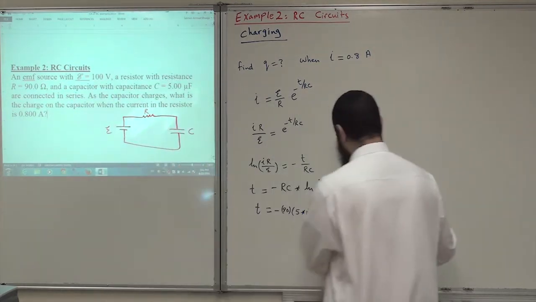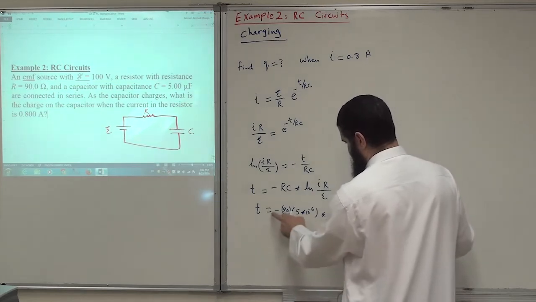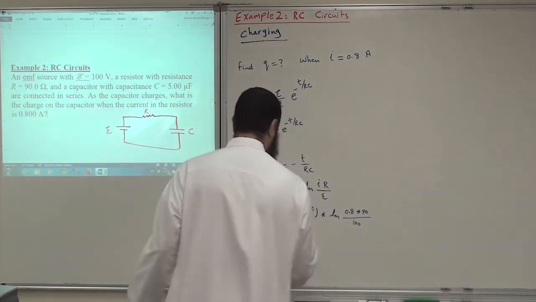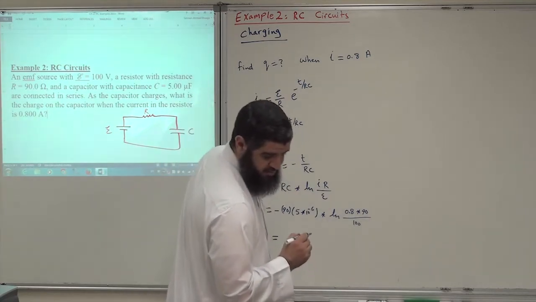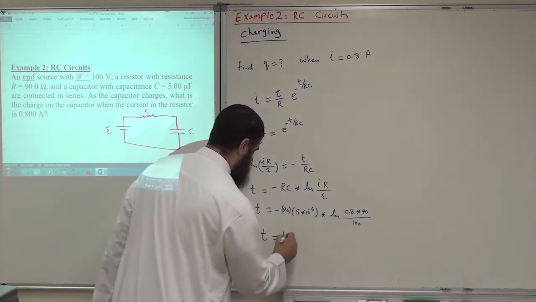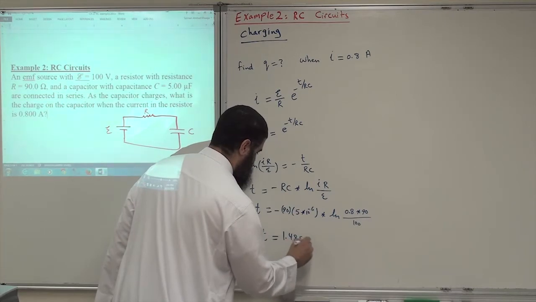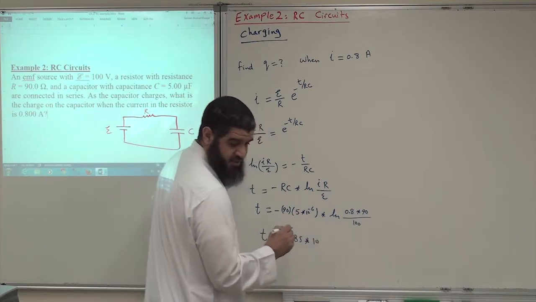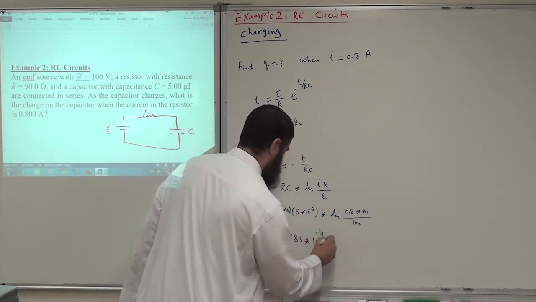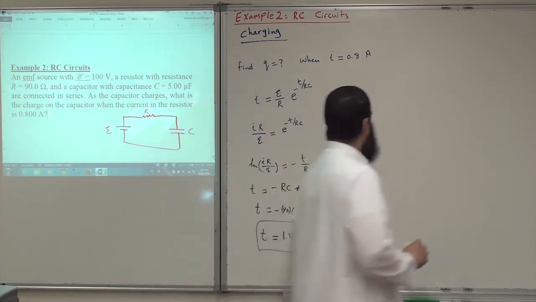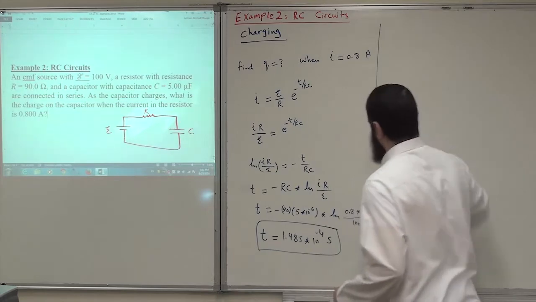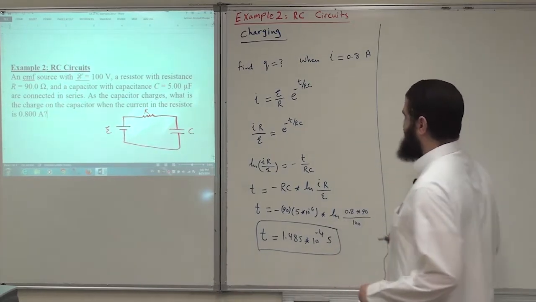As you can see, this ln will give us a minus sign. With that minus sign, you will end up with the time, which is positive, and it is equal to 1.485 times 10 to the minus 4 second. This is the time. Okay? We want to know how much is the charge at that time.